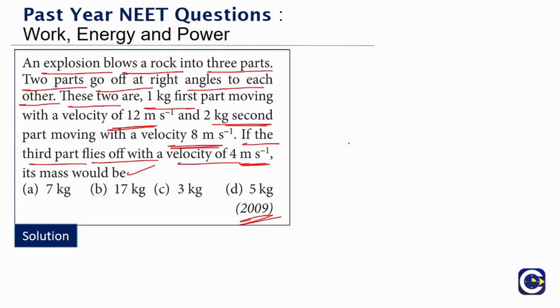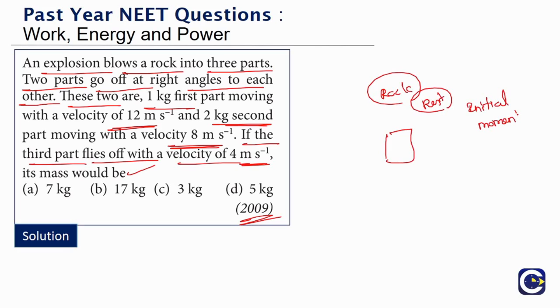Okay, so look at this. Here if you look at the rock, initially we'll consider that this is at rest. What will be the initial momentum of the rock? It will be 0. Now when it is exploding into 3 parts, remember, the explosion, just like collision, is an internal phenomenon. During explosion there will be no external forces. As a result, the total momentum of the system of particles will be conserved.